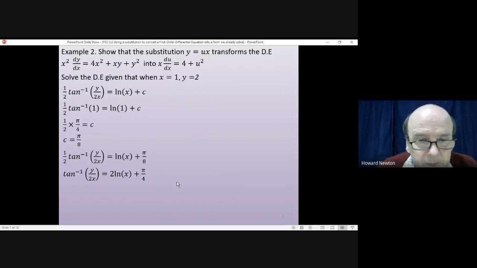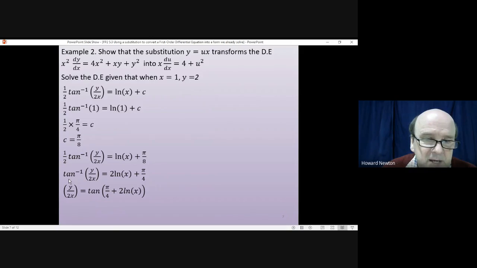Now, the reason why we're carrying on is when we find the solution, strictly speaking, we really want to get y written as a function in terms of x. It isn't always essential, but it is the normal thing to do. So multiplying the equation by 2 has given me that. And then I take the tangent of both sides. Taking the tangent of the left-hand side, then tangent cancels with inverse tangent. And taking the tangent of the right-hand side will give me that.